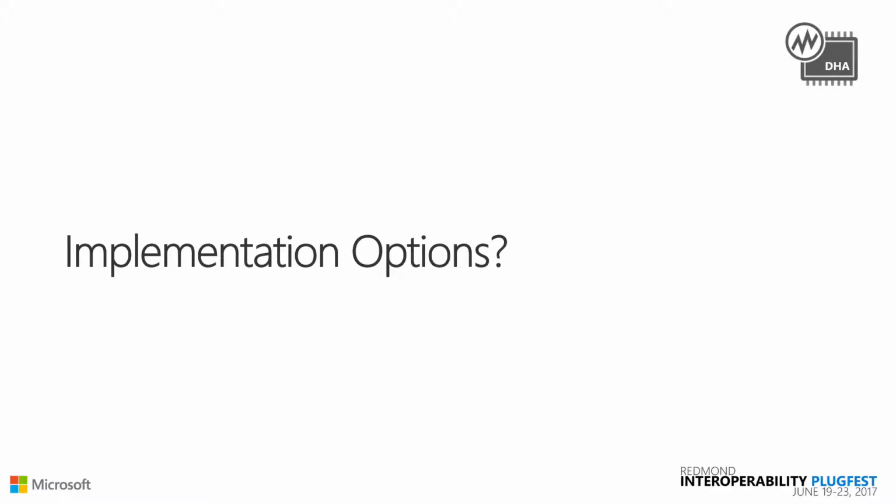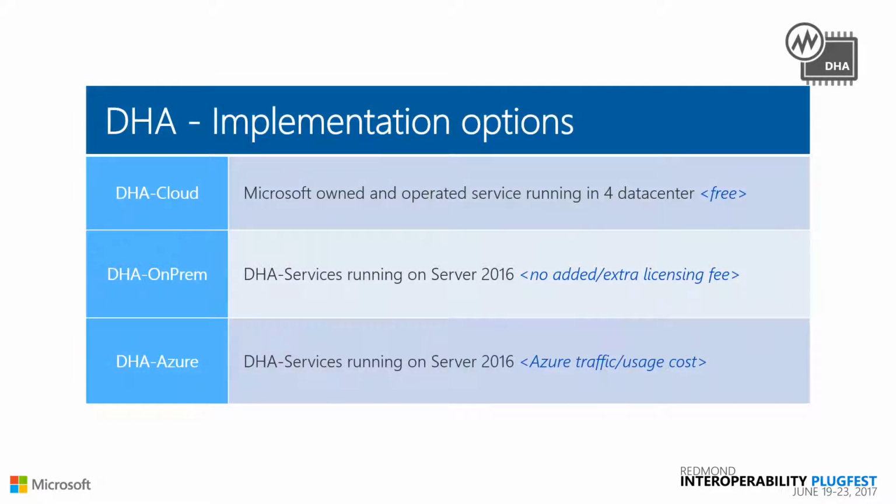About implementation options, as mentioned before, it comes in different ways. Device health attestation cloud is a cloud that does this attestation, which we host at Microsoft, and it is a free cloud. We run it in 4 different data centers, and we intend to keep it free because we need to make sure that everybody is as secure as they can get. The on-prem version of this service is released in Server 2016. Again, this doesn't have any additional licensing fee. So if you have Server 2016, you can get it up and running and use it. Create your own on-prem. You can also run Server 2016 on Azure if you'd like to have more control over your data.